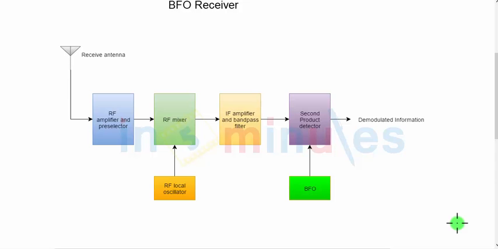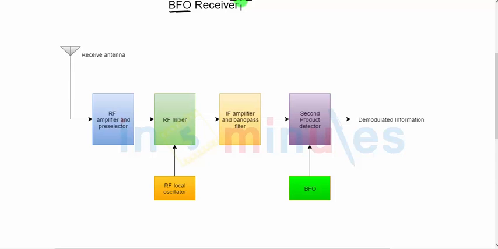Let us now discuss the very first receiver which is used for SSB-SC reception. It is called Beat Frequency Oscillator Receiver. BFO stands for Beat Frequency Oscillator. Let us go through the entire block diagram.